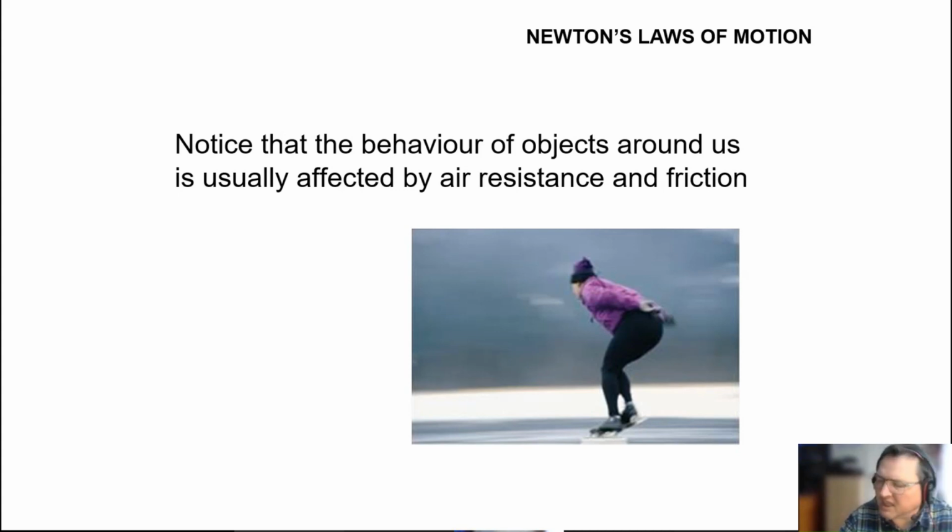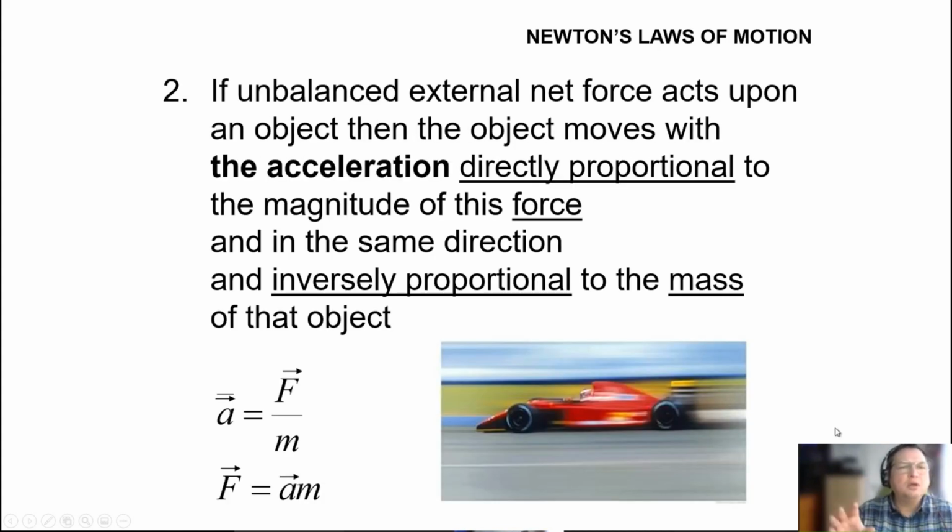So if you are skating, you should know very well that when you gain velocity, it may be quite a problem if you need to stop, because you need to apply an additional force to slow down and eventually stop. That's the first law. The second law is about the situation in which we have an unbalanced external force acting on an object. In this case, the object will start to accelerate. This acceleration will be directly proportional to the magnitude of the force and in the same direction as the force.